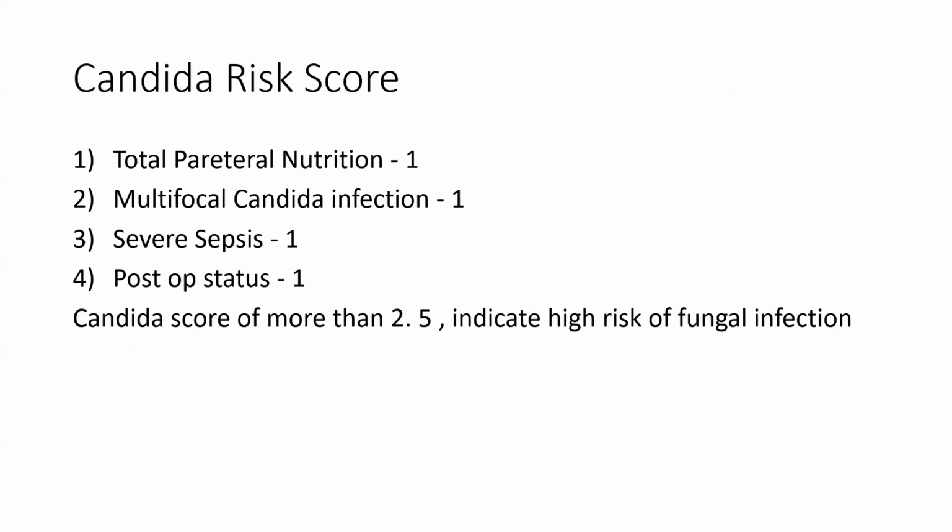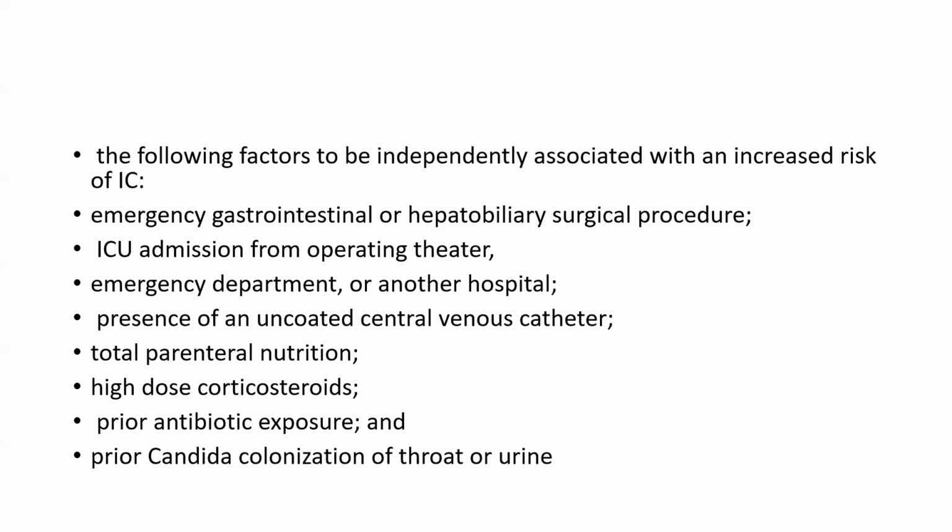Among the various risk scores, the most commonly used is the Candida score. It includes total parenteral nutrition, multifocal Candida infection, severe sepsis, and post-op status. One point has been allotted to each. If the Candida score is more than 2.5, it indicates a high risk of fungal infection.